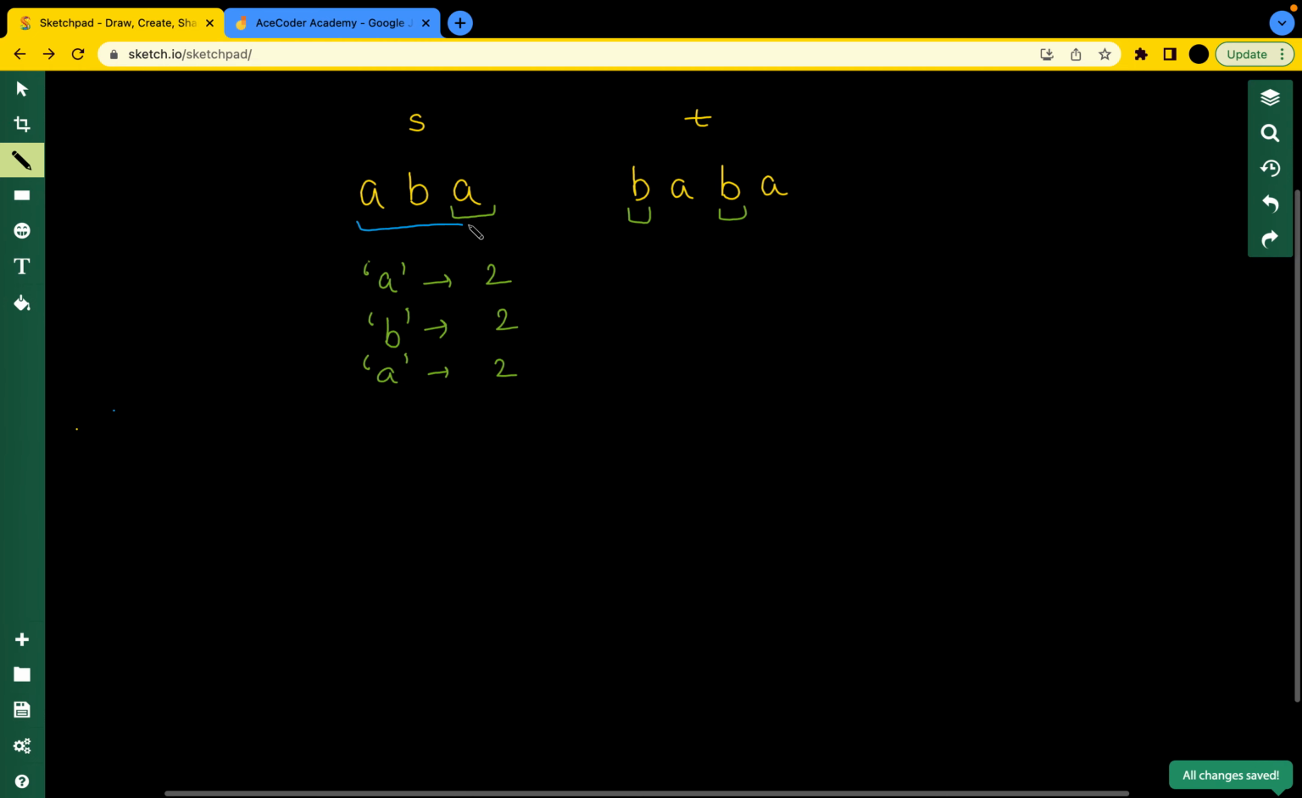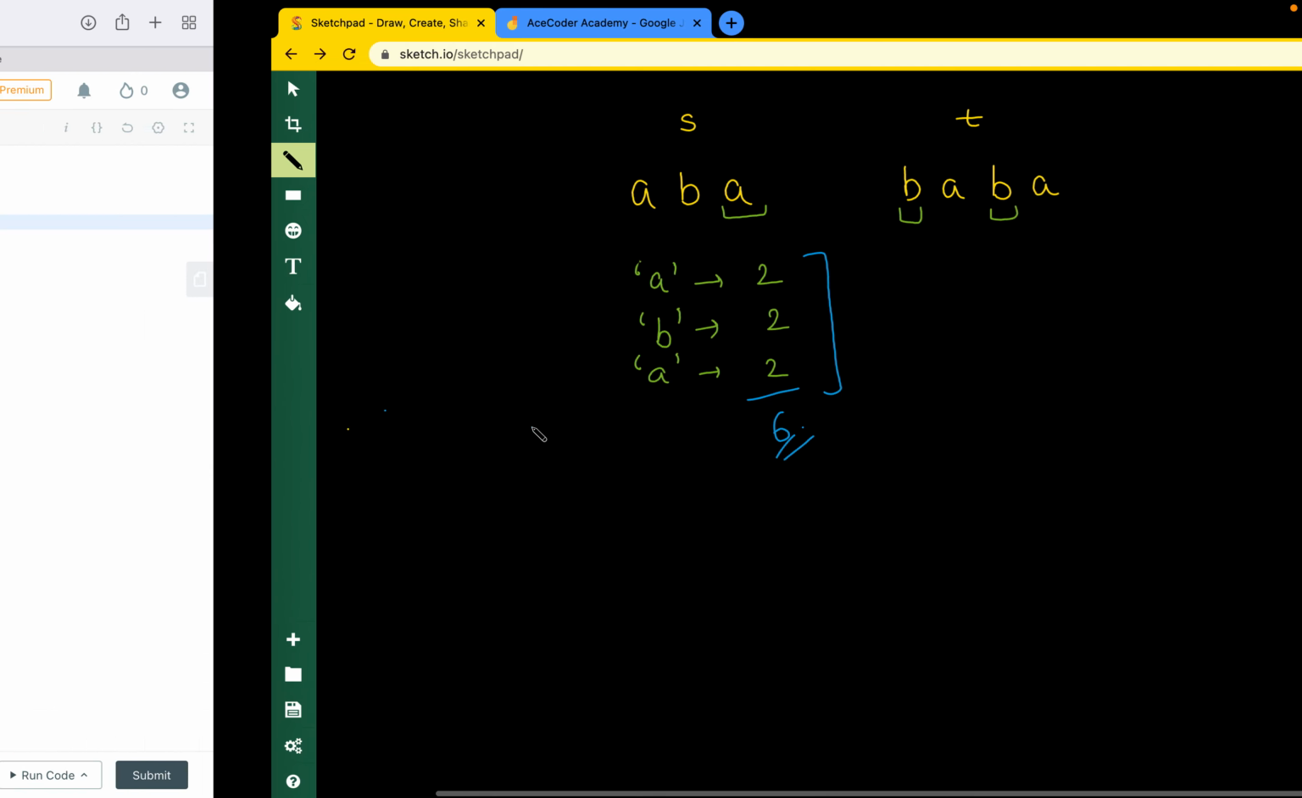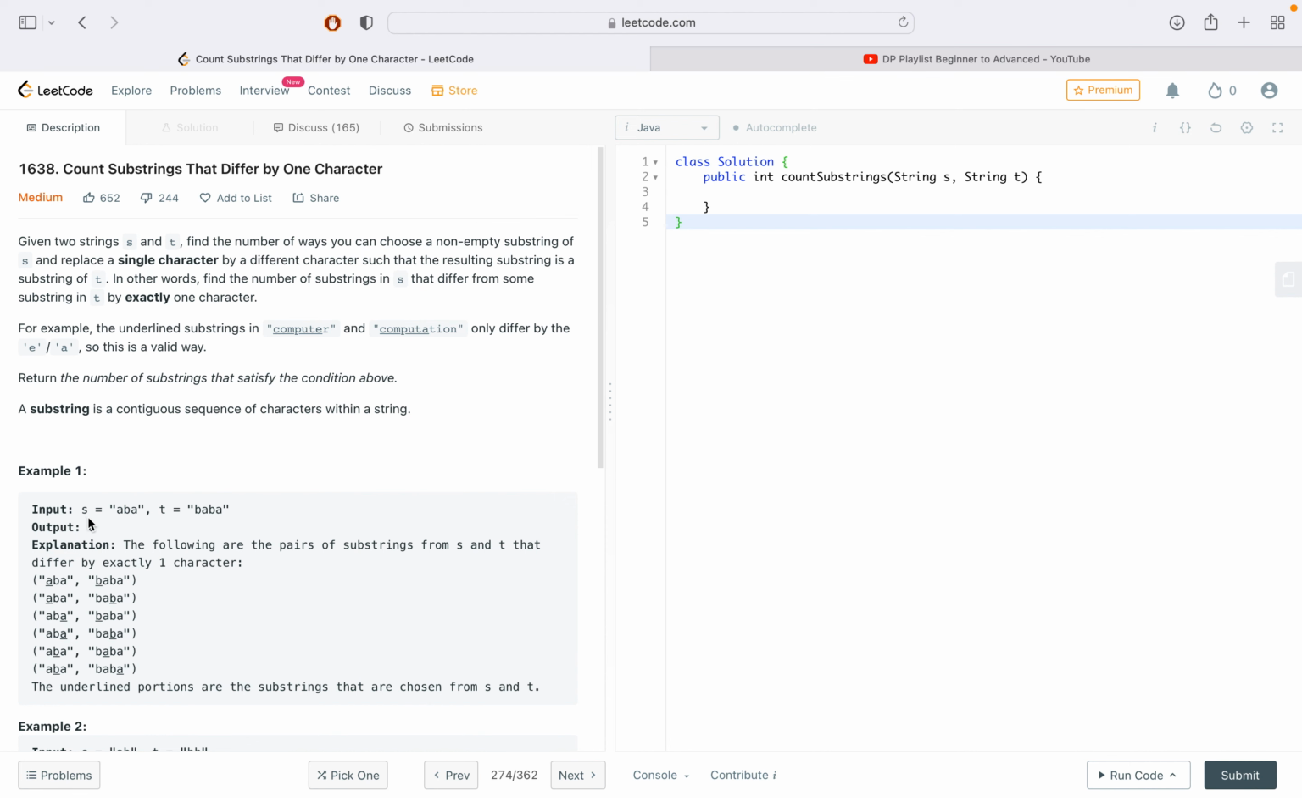And similar is the case when we take A, B and A. If we take this part, then again they differ by two characters. So only these are the ways possible, which total contributes to 6. For this test case, the answer is 6, as we can see.